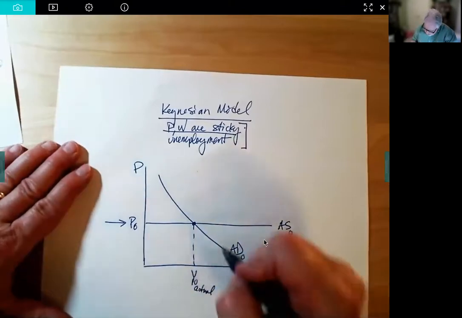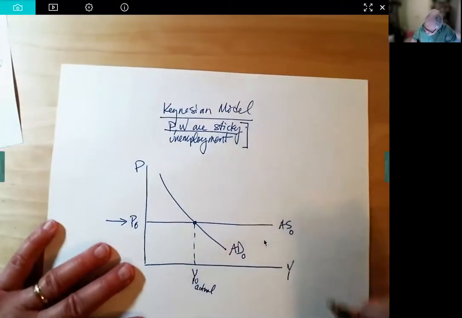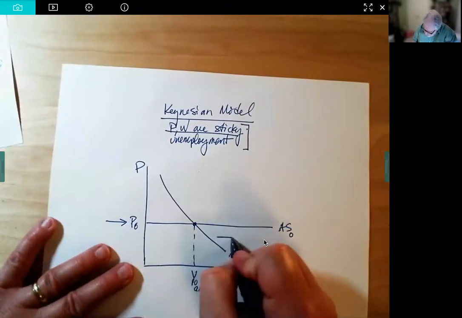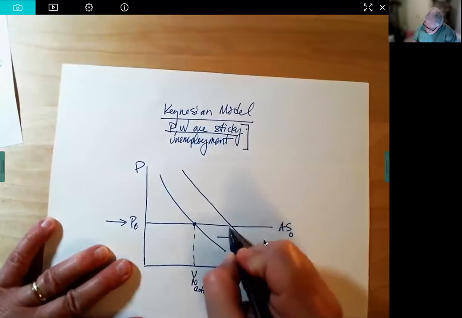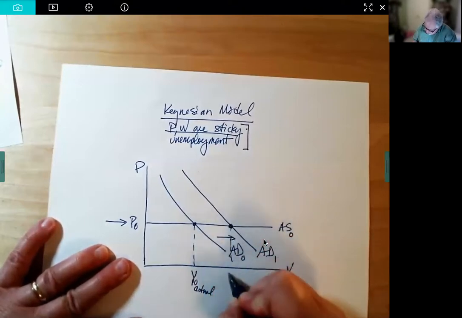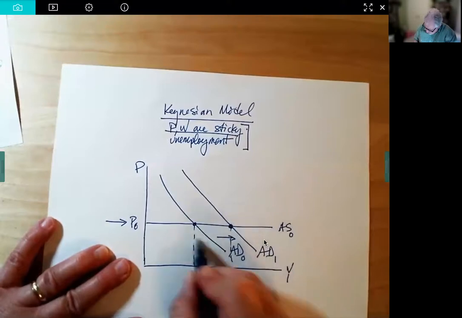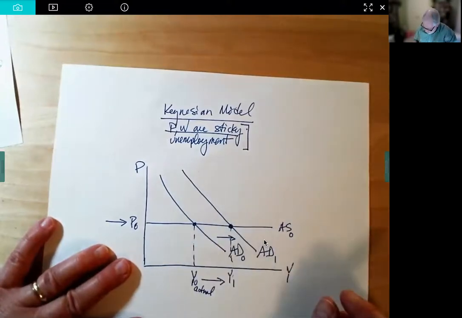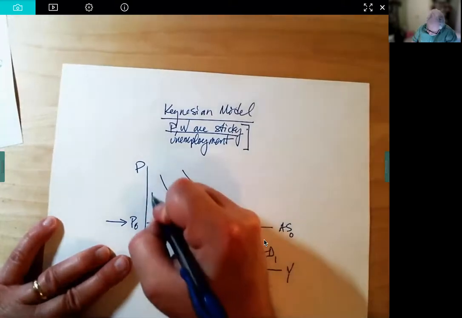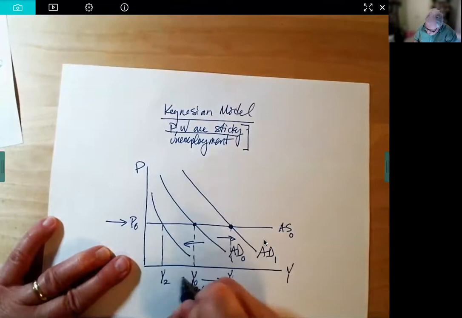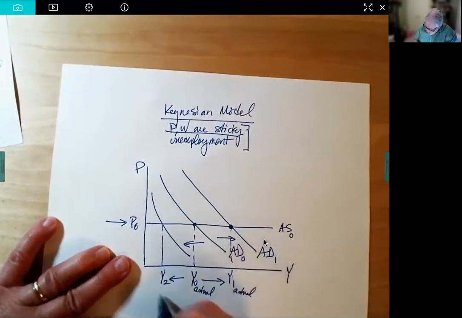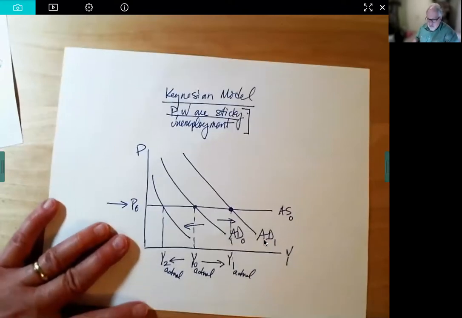And in this kind of model, you can see that if there's an increase in aggregate demand, the impact is on real GDP, not on the price level, as in the classical model. Reductions in aggregate demand cause a reduction in real GDP. So the actual level of real GDP is moving around in response to shocks to aggregate demand.